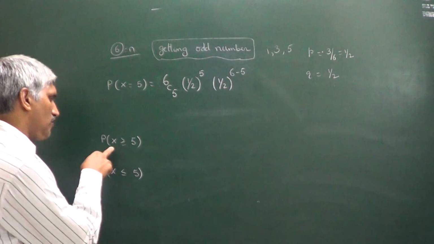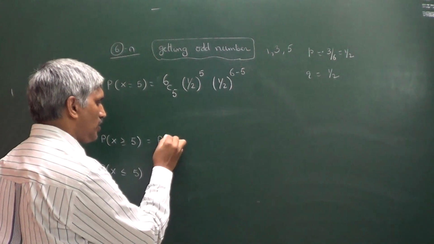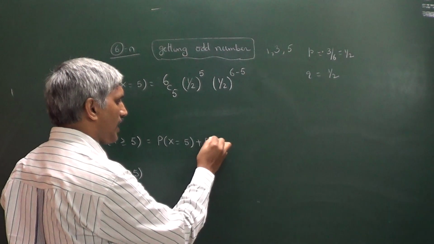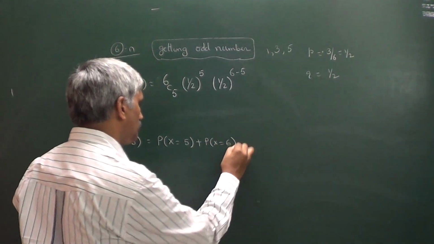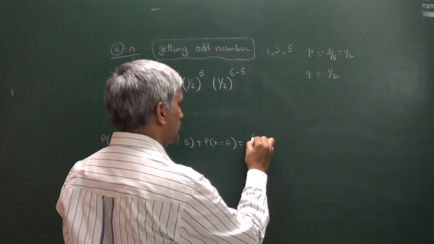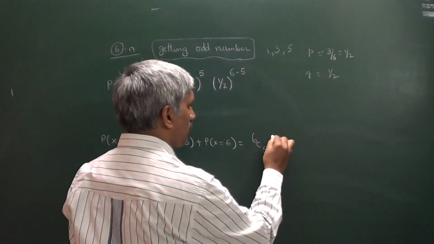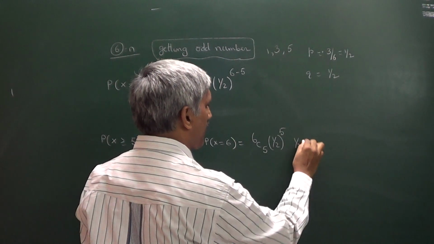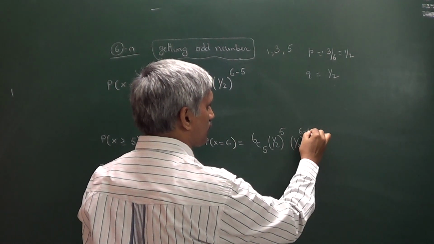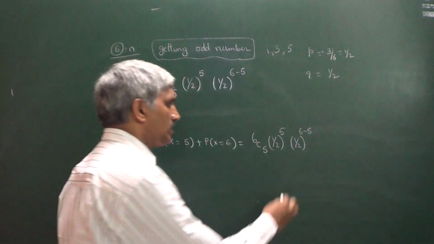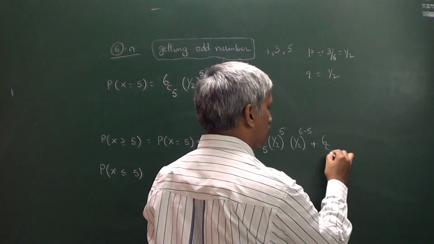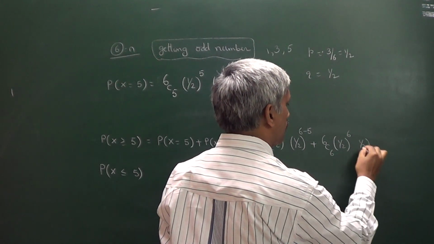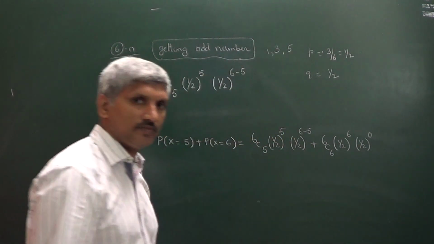Next he is asking P of x greater than or equal to 5. P of x greater than or equal to 5 means we have to find P of x is equal to 5 plus P of x is equal to 6. Now that is given by 6c5 into 1 by 2 whole to the power of 5, success 5 times, into 1 by 2 whole to the power of 6 minus 5, remaining times failure. Next plus 6c6 into 1 by 2 whole to the power of 6 into 1 by 2 whole to the power of 6 minus 6.